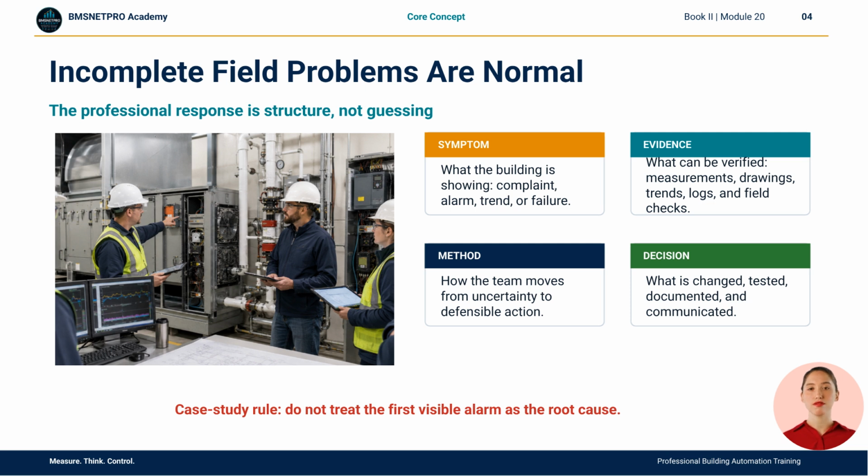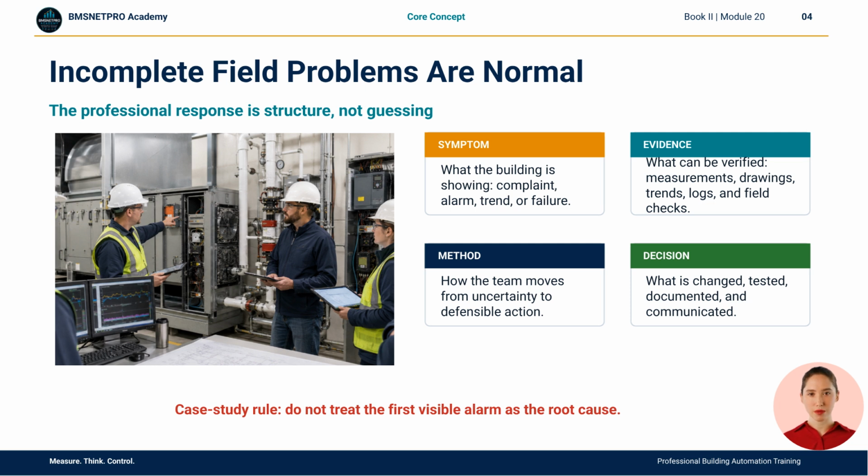In the real world, we rarely receive a complete problem statement. We receive a complaint, an alarm, a trend screenshot, or a system that is not behaving as expected. That is only the symptom. The professional job is to convert that symptom into evidence. We ask what can be verified, what is assumed, what measurements are credible, and what data is missing. Then we use a method to move from uncertainty toward a defensible decision.